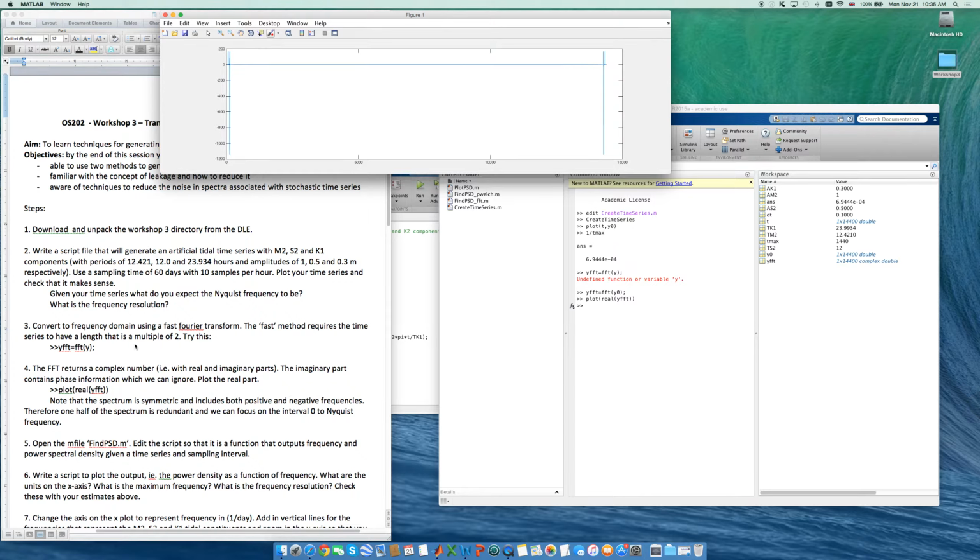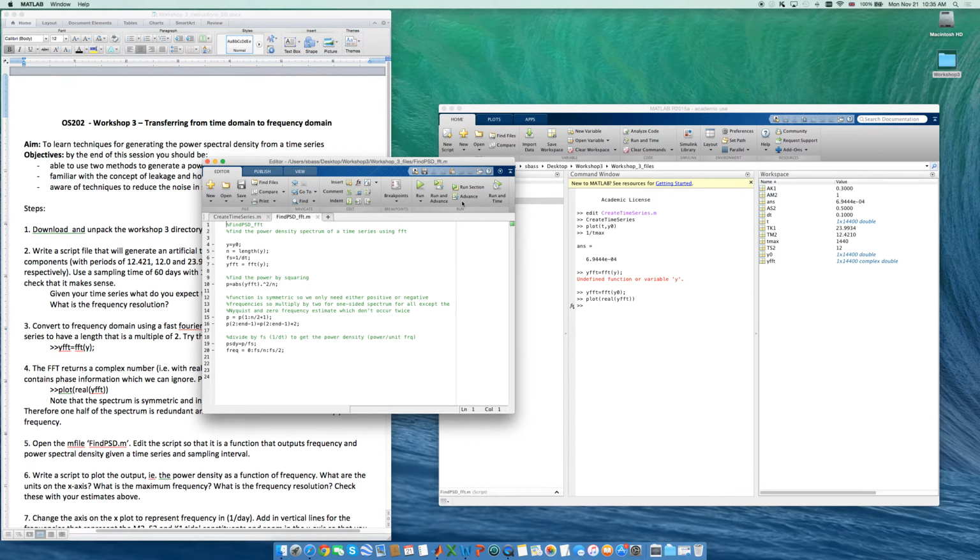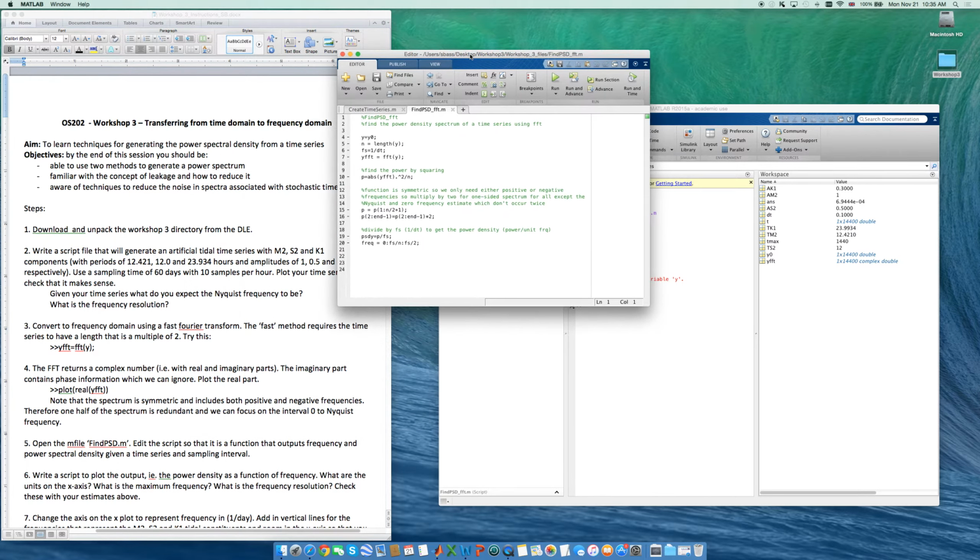Now, moving on to step 5, it says open the M file, findpsd.m. Let's just close that figure window, we don't need that now. So let's open up findpsd.fft. Okay, edit the script so that it is a function that outputs frequency and power spectral density.